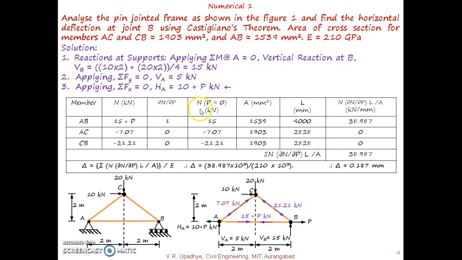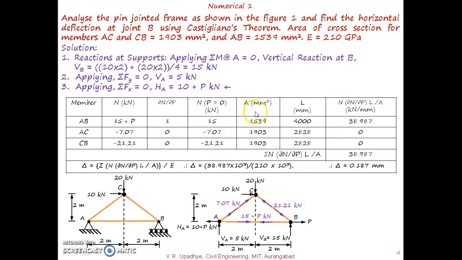So the internal member forces in different members, when P is not existing, P is equal to 0, that gives us for member AB, 15 plus P was there. So 15 will be as it is. And for members AC and CB, in the earlier case, the P term was not there. So those terms are as they are, minus 7.07 and minus 21.21.